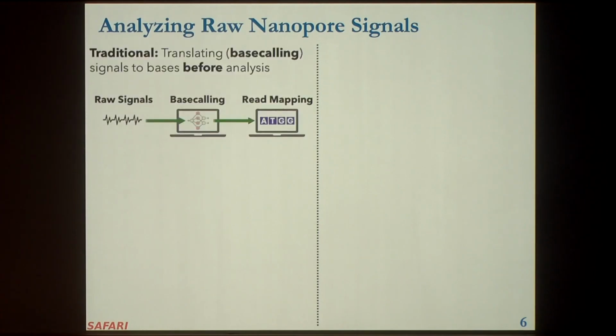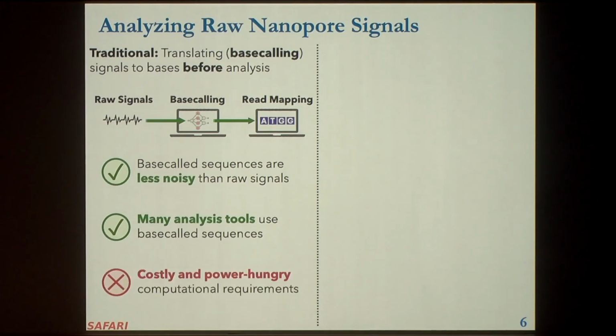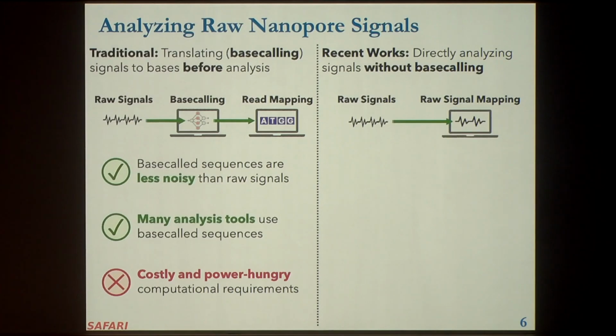The first, traditional way is to translate these raw signals, or base call them, to base called sequences, followed by the regular downstream analysis tools such as read mapping. This approach is less noisy, so it's a more accurate analysis. And we all know that there are many analysis tools that use these base called sequences. However, especially for base calling, these tools use complex deep neural models and require the use of power-hungry devices such as GPUs.